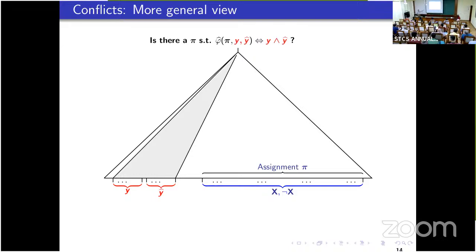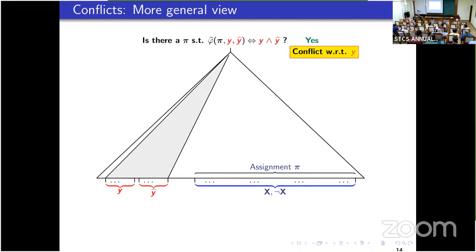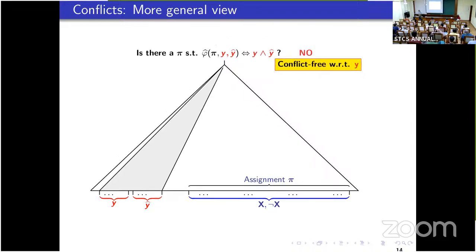So if this is clear, this turns out to be a generalization. If this happens, we say it's a conflict, and we say that this π is the counterexample to conflict freeness. This is the reason why we are having the conflict. And of course, there could be many such π's. And if it does not happen, which means that there is no such π, you can see that this is like invoking an NP oracle to ask this question.